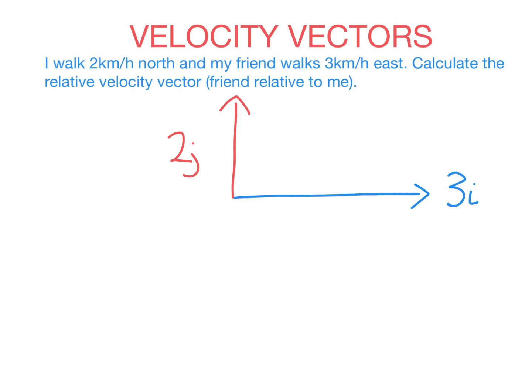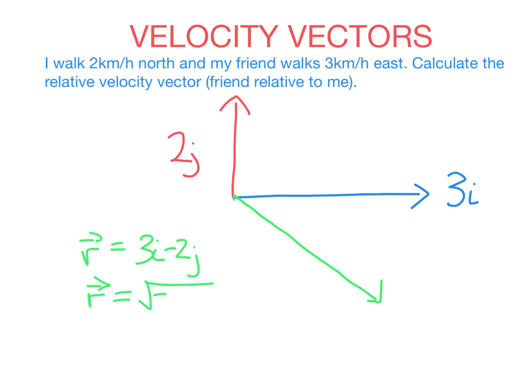So when we're doing such problems, whichever one is second, that's the vector you subtract. So the relative velocity vector here will be friend's minus mine. It'll be 3i minus 2j. So that's going to be a vector down here. If I let that vector be r, the magnitude of r we can easily calculate. It's just the square root of 3 squared plus 2 squared. So that's the square root of 13, which is about 3.61, and the units are kilometers per hour.